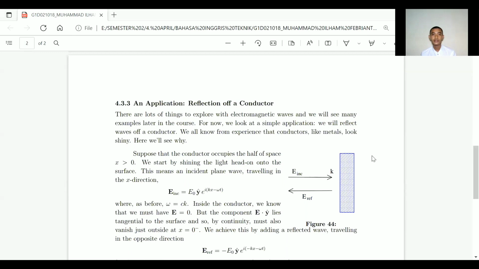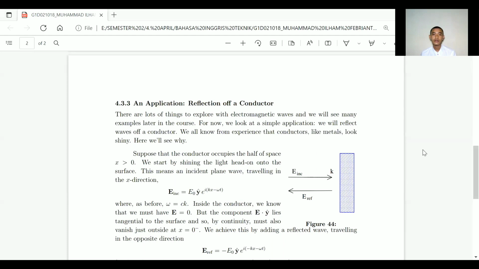Next, 4.3.3, an application: reflection off a conductor. There are lots of things to explore with electromagnetic waves, and we will see many examples later in the course. For now, we look at a simple application. We will reflect waves off a conductor. We all know from experience that conductors like metals look shiny. Here we will see why.